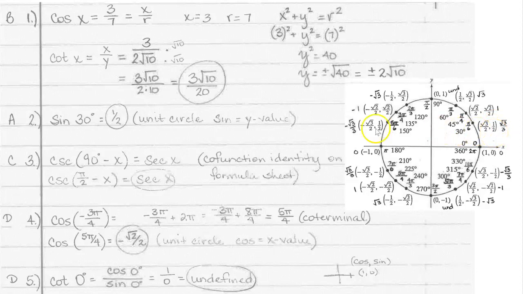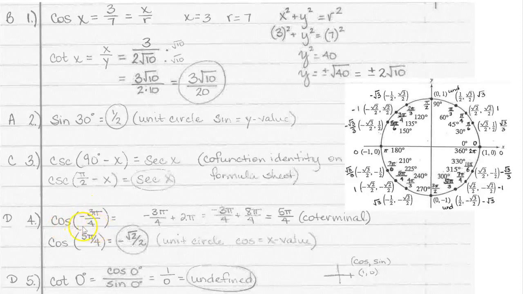For number 3, they asked me to find the cosecant of 90 minus x. Now remember, 90 and pi over 2 are the same thing. So if you look on your formula sheet on your cofunction identities, cosecant of pi over 2 minus x is equal to secant x.